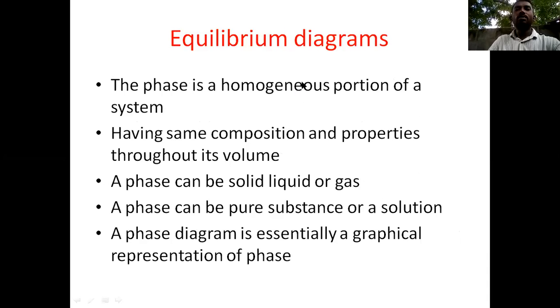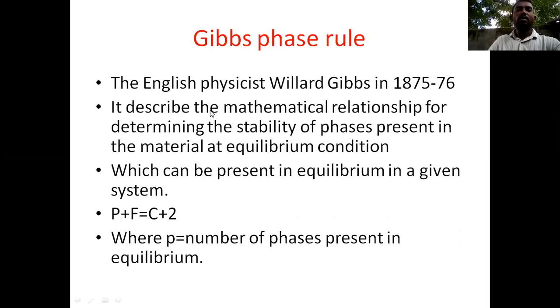Next are the equilibrium diagrams. Equilibrium diagrams we can call phase diagrams. In the phase diagram, the first topic is the Gibbs phase rule. The Gibbs phase rule is a mathematical relationship for determining the stability of the phases. How do we find the stability of the phases? P plus F equals C plus 2. P is the number of phases, F is the degrees of freedom, C is the number of components, and 2 represents the external factors. What are the two external factors? Temperature and pressure.